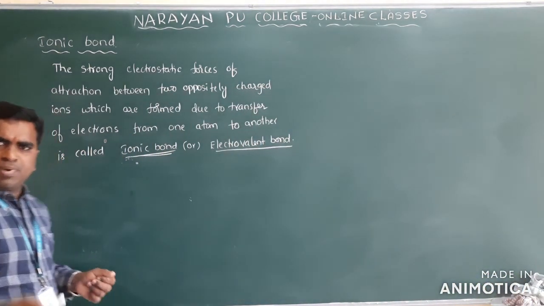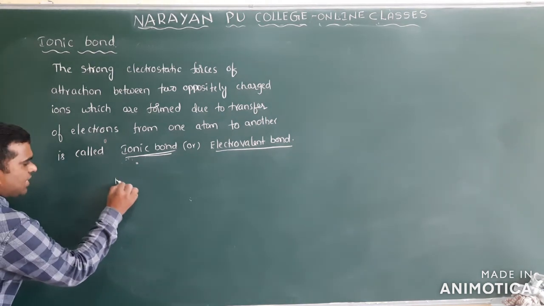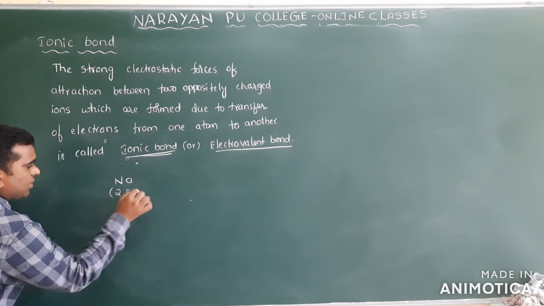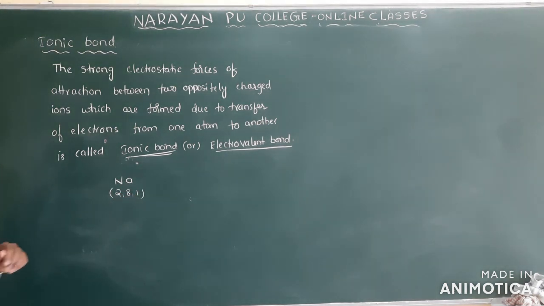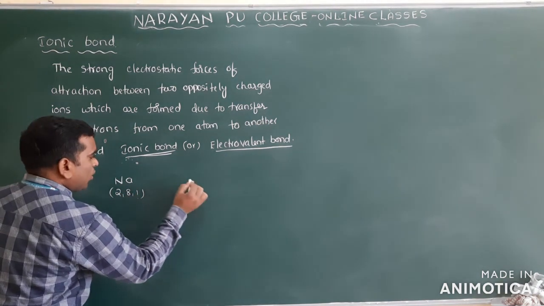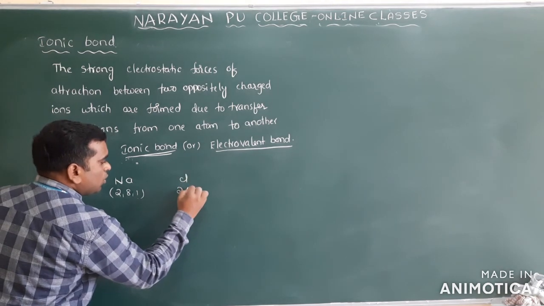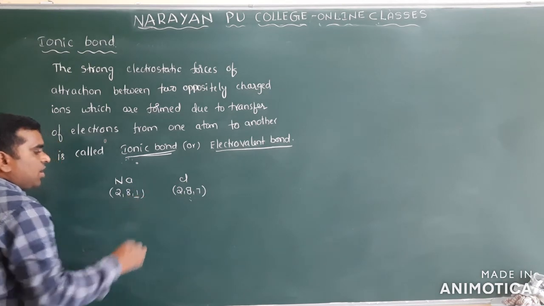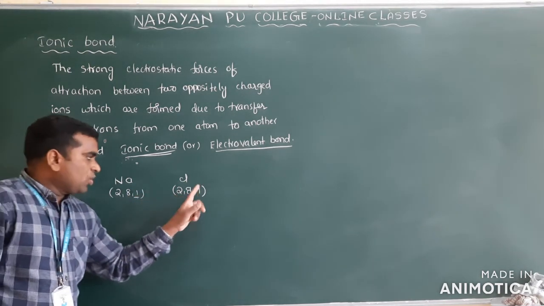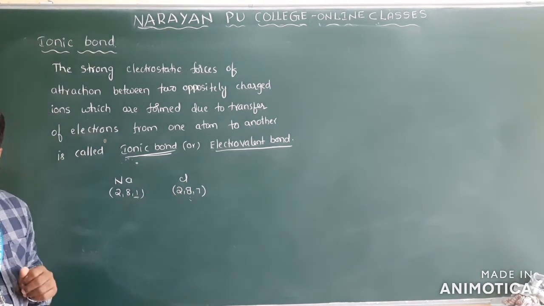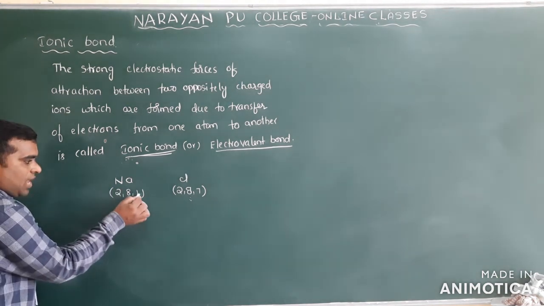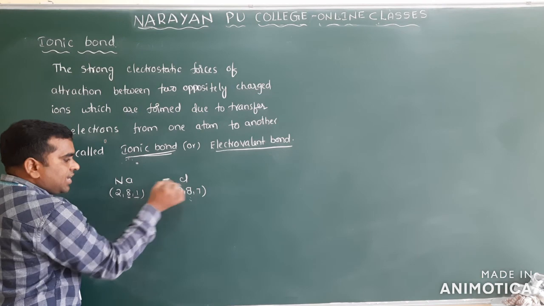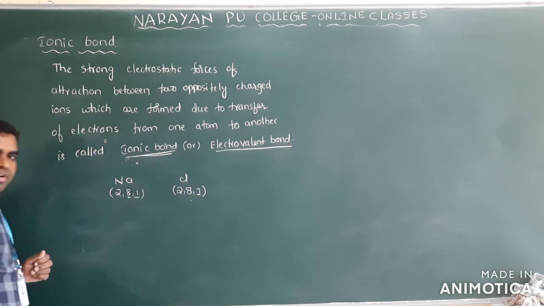A simple example, as we discussed previously: I will write sodium. The electronic configuration of sodium is 2, 8, 1. And chlorine is 2, 8, 7. Sodium has 1 valence electron, and chlorine has 7 valence electrons. Sodium loses one electron to get the octet, and chlorine gains that electron to get the octet.